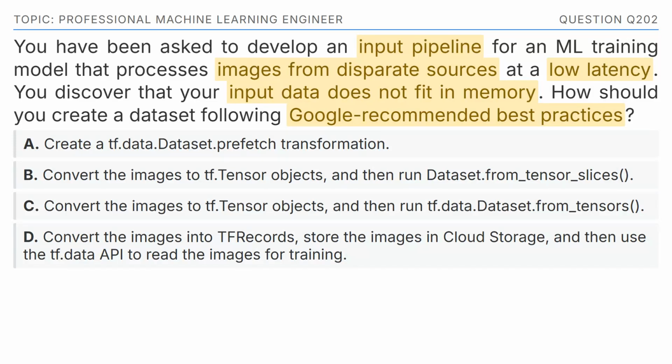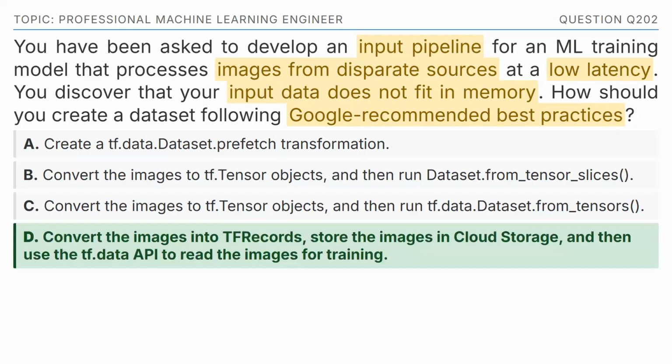To arrive at the correct answer, we focus on the keywords: input pipeline, images from disparate sources, low latency, input data does not fit in memory, Google recommended best practices. The correct answer is option D, convert the images into TF records, store the images in cloud storage, and then use the tf.data API to read the images for training.